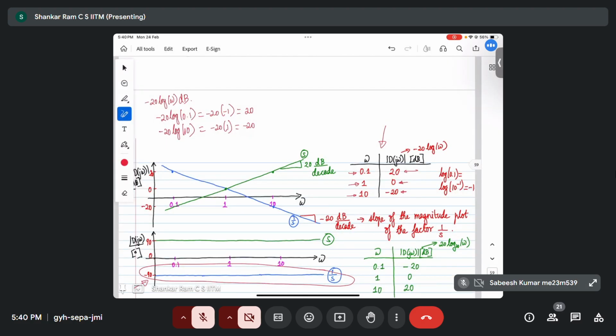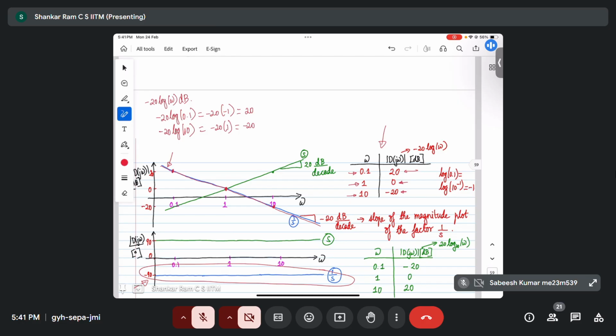The blue curve here is the magnitude plot of 1 by s. We essentially put 0 decibels, 20 and minus 20, all equidistant on the y-axis. At 1, we have 0 decibels. At 0.1, we have 20, and at 10, we have minus 20. So you can see that it's a nice straight line in the decibel metric.